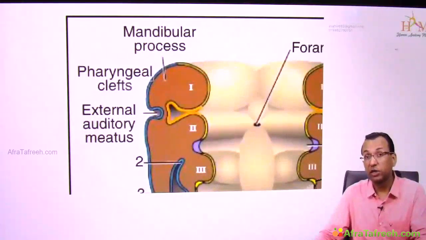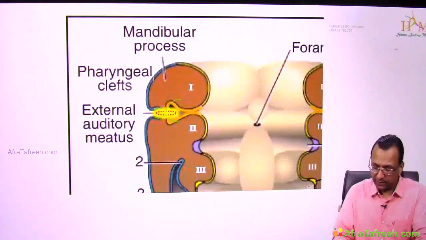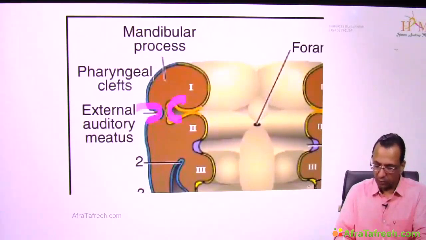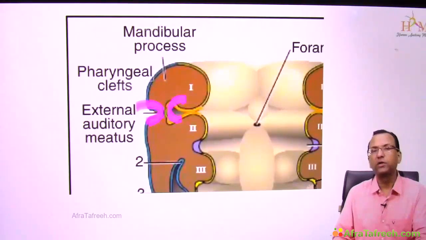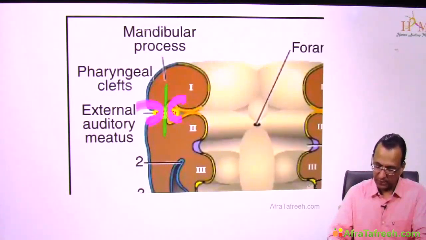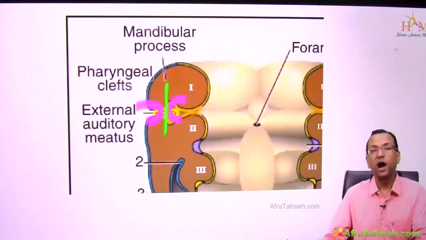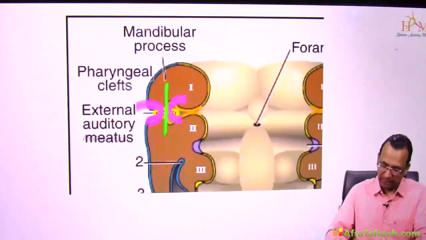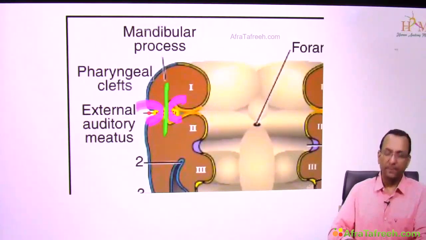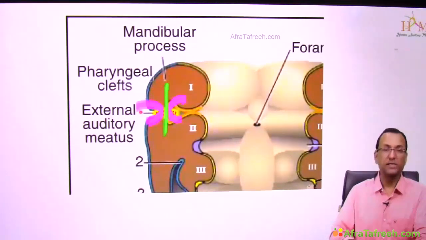Correct. Because inner epithelium is from the endoderm of the pharyngeal pouch 1. Outer epithelium is from the ectoderm of the cleft 1. And the connective tissue is from the pharyngeal arches. So tympanic membrane, which is separating the middle ear cavity from the external ear canal, has the three germ layers.